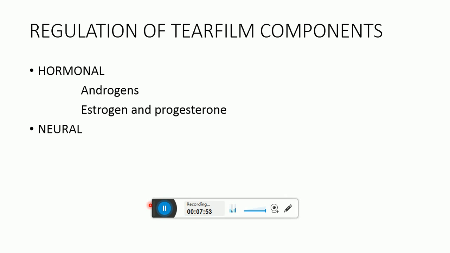Now, the regulation of tear film components. It is controlled via hormones and neuronal control. The hormonal control: androgens are the prime hormones responsible for regulation of lipid production. Estrogen and progesterone receptors in the conjunctiva and the lacrimal glands are essential for the normal function of these tissues. The neural control: nerve fibers adjacent to the lacrimal glands and goblet cells stimulate aqueous and mucus secretion.